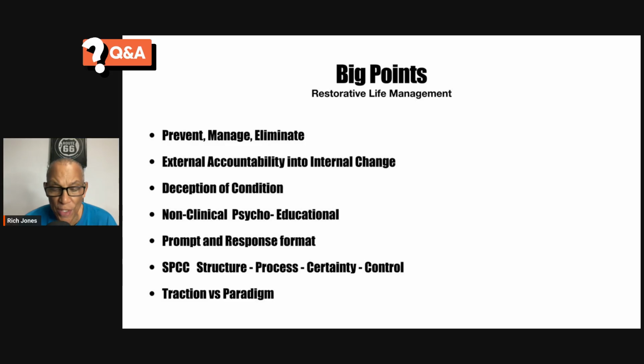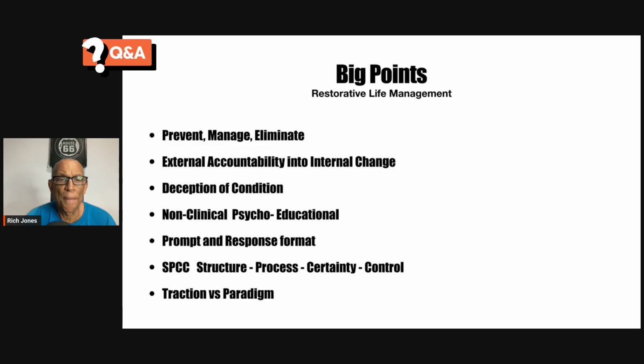And as you can see, when we get into the modules, you start to understand what kind of course it exactly is. The delivery of the course, when we actually get into work with somebody, is a prompts and response format. We're going to spend some time talking about that later on in some of the modules, once you understand what prompt and response does and how it works with accountability, and how it works with, again, going back to external accountability into internal change.